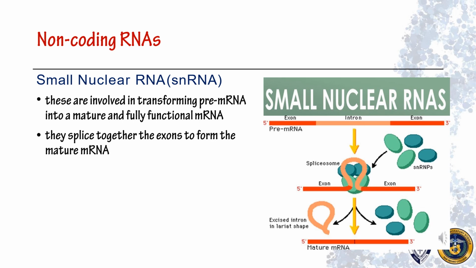We also have the non-coding RNA. So those three that we've mentioned a while ago are the coding RNAs. But we also have the non-coding RNAs. First, we have the small nuclear RNA or the snRNA. These are involved in transforming the pre-mRNA into a mature and fully functional mRNA. So they splice together the exons to form the mature mRNA.